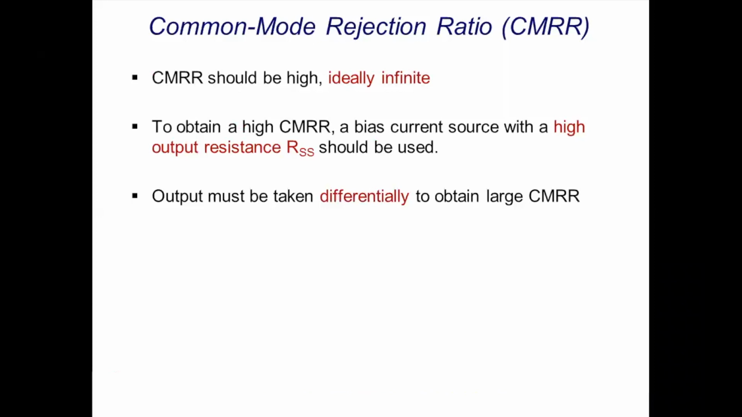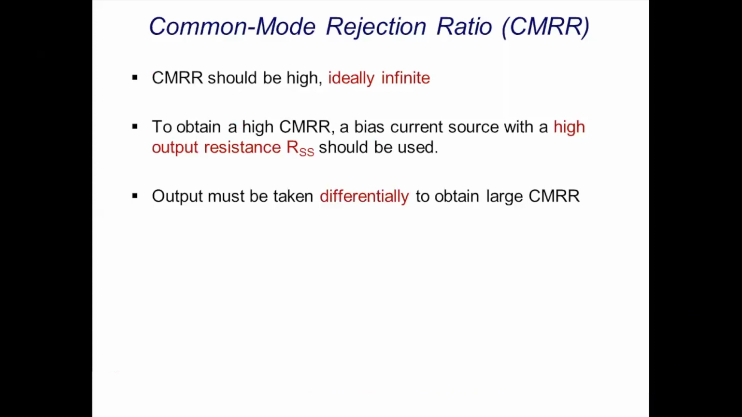Another important point to note is that the output must always be taken differentially to obtain a large CMRR. Apart from that, all these points are valid on the assumption that both the transistors Q1 and Q2 are perfectly matched. Otherwise, even the transconductance and other process parameters will contribute to a change in CMRR.